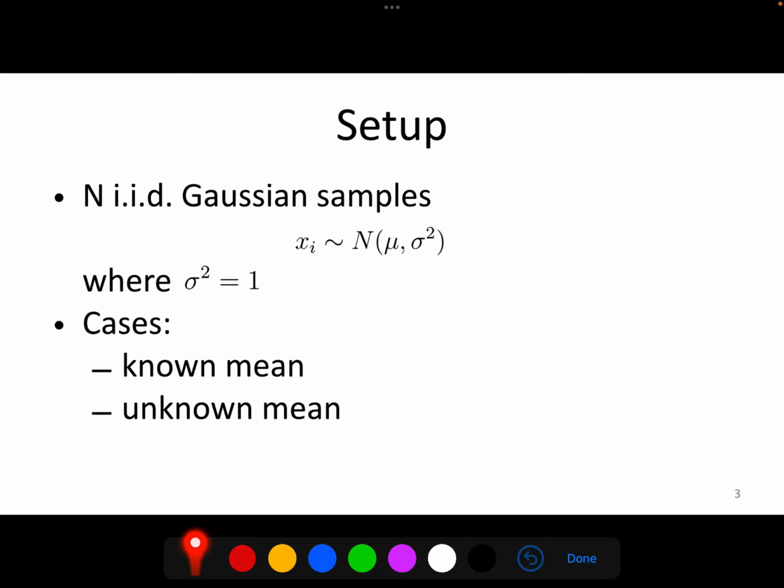Let's set up the problem cleanly. We observe independent Gaussian samples with mean mu and variance sigma squared that equals 1. And there are two cases. Case 1, the true mean mu is known. Case 2, the mean is unknown and must be estimated from the data. And as we will see, this tiny difference has a huge impact on the variance estimator.